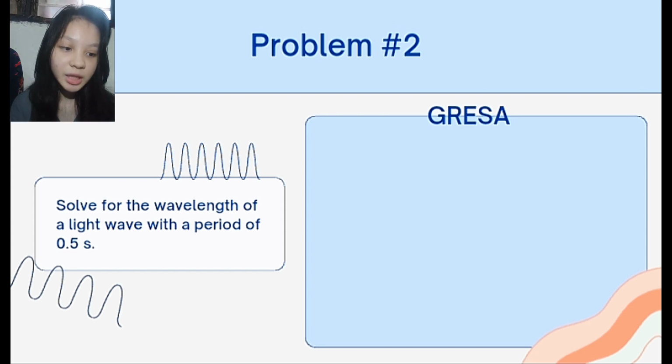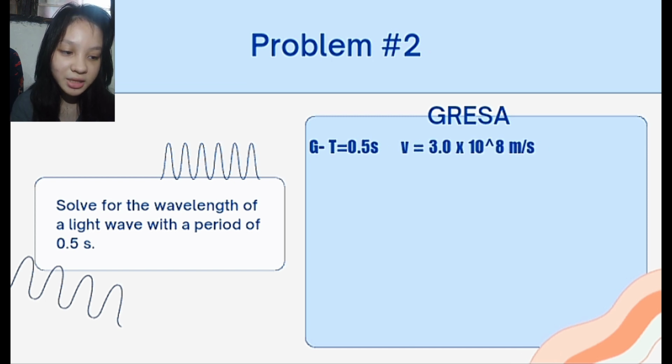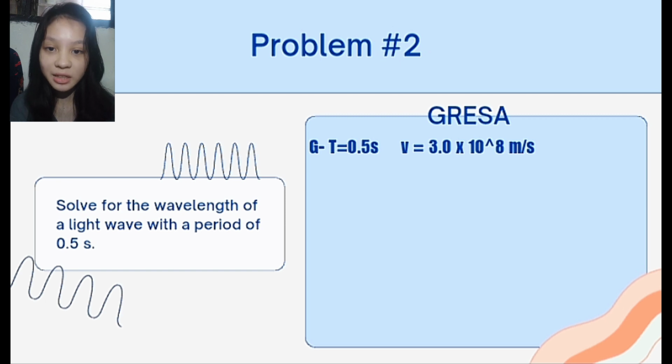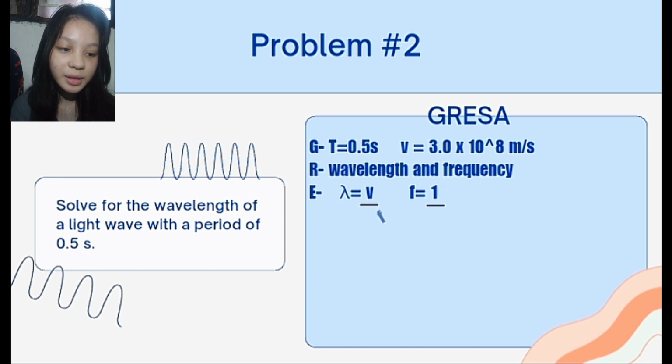Time is up. Now the givens are period is equal to 0.5 seconds and speed is equal to 3.0 times 10 raised to 8 meters per second. Now for the required: wavelength and frequency. In the equation, we will use wavelength is equal to speed over frequency, and frequency is equal to 1 over period.